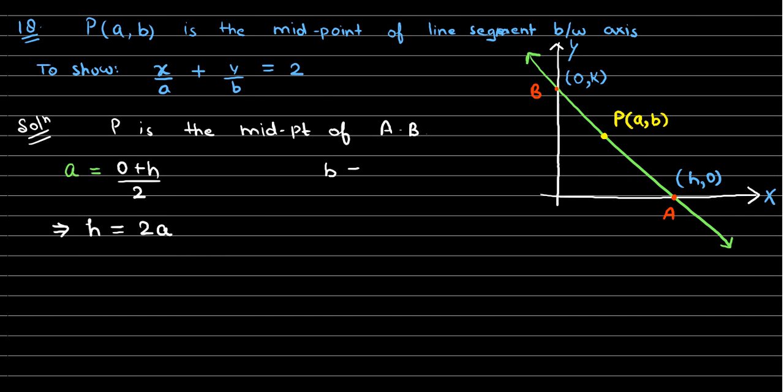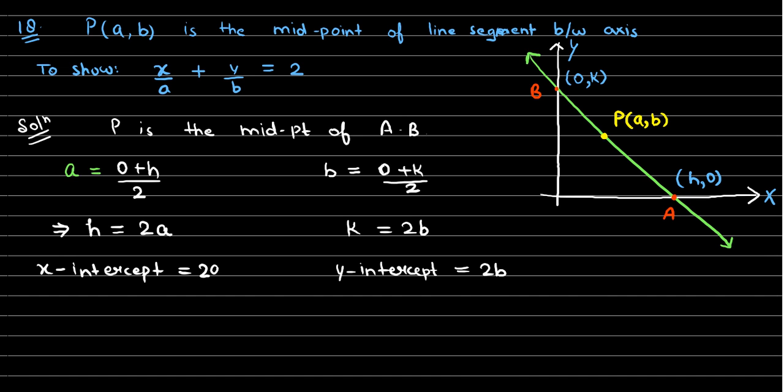Similarly, by using midpoint, B is given by 0 plus k by 2. That is, k will be twice of B. So in simple words, I got the x-intercept to be twice of A, and the y-intercept is twice of B. By getting these x-intercept and y-intercept, we can write down the equation of line here. What is going to be the equation of line? Well, I would like to stick to the intercept form.